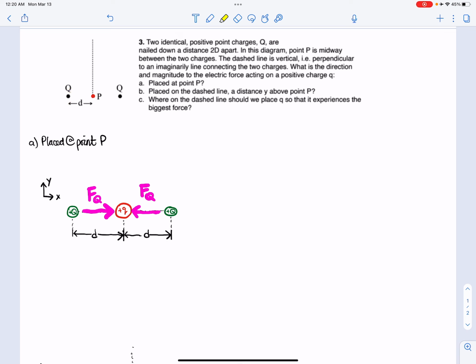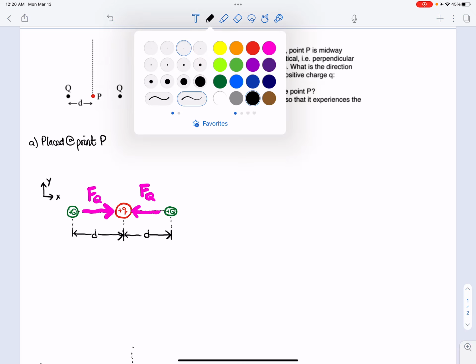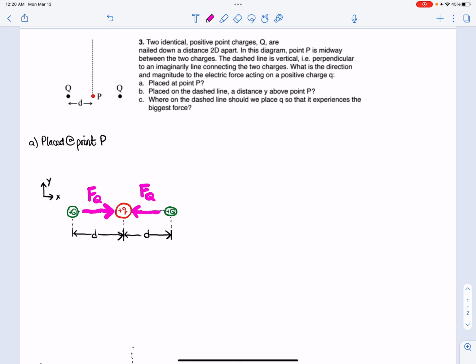Okay, so if our forces are going this way and this way at point P, then there's only going to be x component of forces, right? We're not going to have any y component of forces acting at point P. Okay?